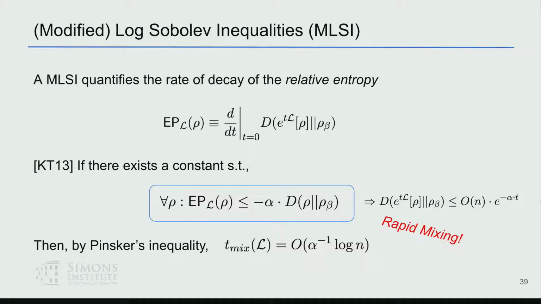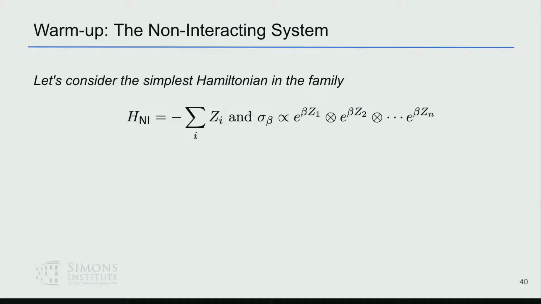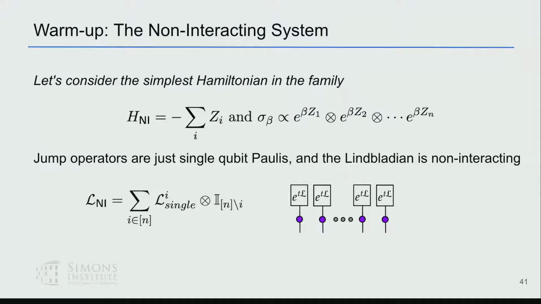Now that we've set up the goal, I wanted to start with a very simple example, in fact the simplest Hamiltonian in the family, which returns to the case where there is no circuit at all, and we're just looking at a sum of Z's, where the Gibbs state is a tensor product. If we plug in this Hamiltonian through our framework, the jump operators will just be single qubit Pauli operators, and the Lindbladian itself is non-interacting. So this is arguably the simplest Lindbladian you could possibly write down.